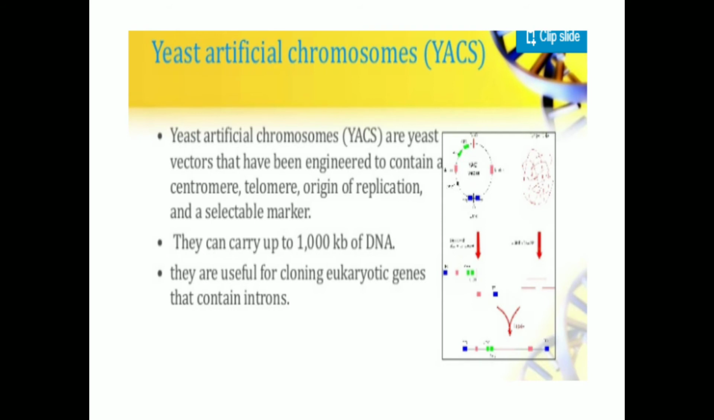Now let us discuss the yeast artificial chromosome, YAC. Yeast artificial chromosomes are yeast vectors that have been engineered to contain a centromere, telomere, origin of replication and a selectable marker. They can carry up to 1000 kb of DNA. They are useful for cloning eukaryotic genes that contain introns.